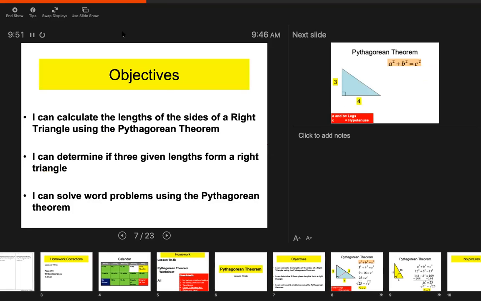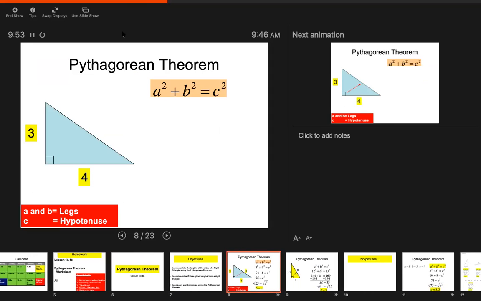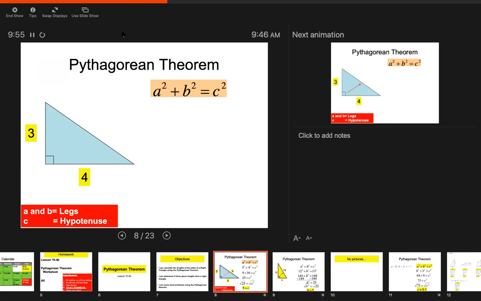Pythagorean theorem, second day. The Pythagorean theorem from Pythagoras. Theorem means something that is true, right? That's proven to be true. It says that if you have not any triangle, it must be a right triangle. But if you have a right triangle, the two legs, if you square them and then add them, so the sum of the squares of the two legs of a right triangle is equal to the square of the hypotenuse. Those are a lot of words, right?